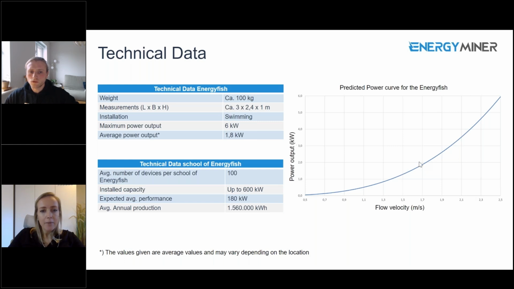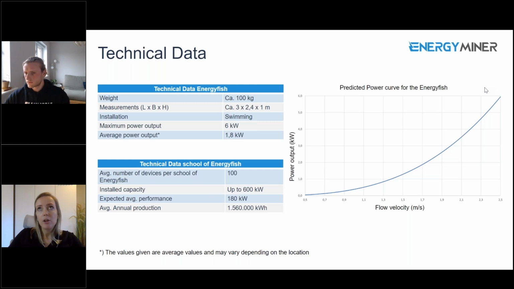For a bit of context there, what's a typical river speed? I have no idea, to be honest. So typically rivers, not during flood events, are flowing at between 1.5 and 1.8 meters per second at a good site. So those are the sites that we're looking to get into.